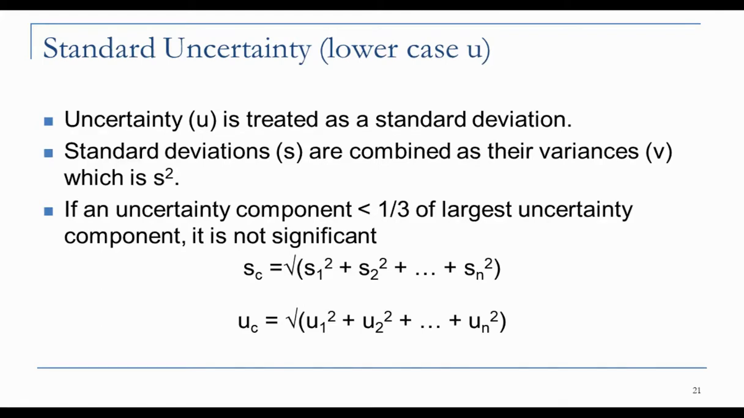So uncertainty is treated as a standard deviation. This is important to know. A little bit about statistics, and we all have to learn this now. Standard deviations are combined as their variances, they're squared. So the important thing is that if an uncertainty component provides less than a third of the largest uncertainty component, it is not significant. And there's the equation, standard deviations combined, or U is the uncertainty combined. So the square root of the sum of the squares.